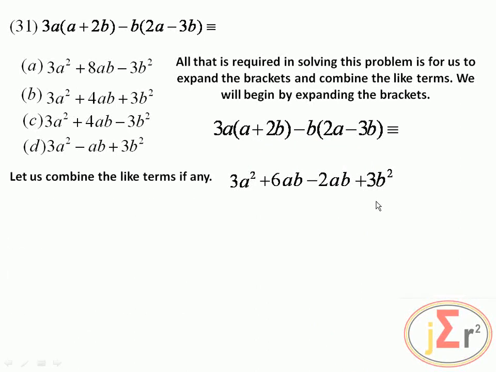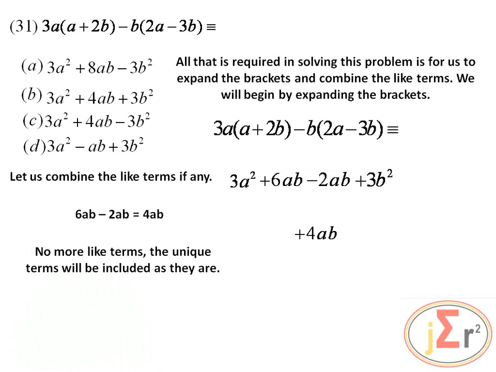Let us combine the like terms, if any, and there we have two like terms. So the like terms are a positive 6ab and a negative 2ab. In combining like terms, we add the coefficients. Adding a negative 2 with a positive 6, the result is a positive 4. So that single middle term, as a result of combining those two like terms, will be a positive 4ab.